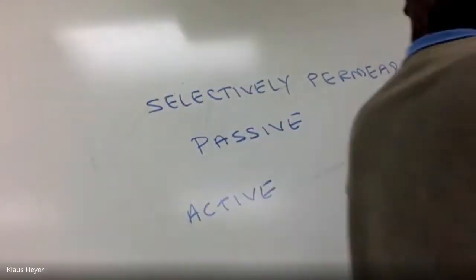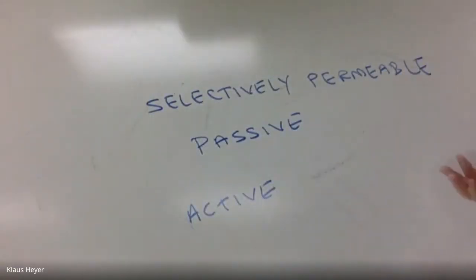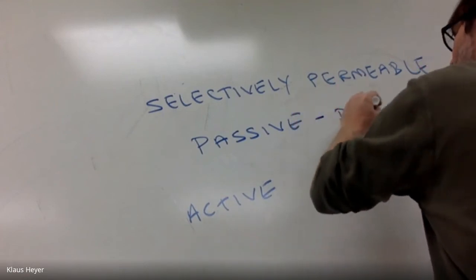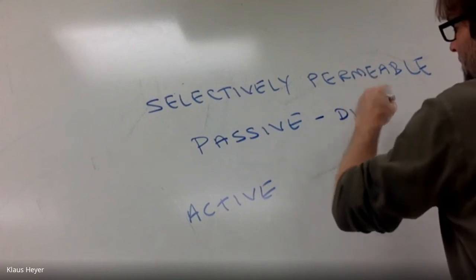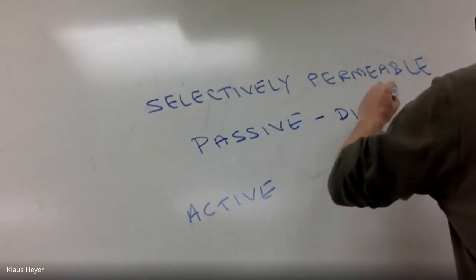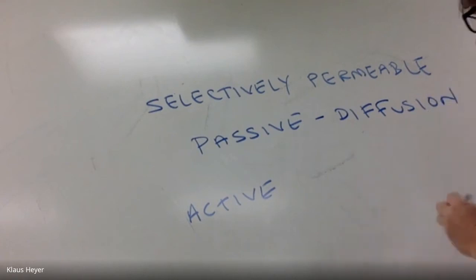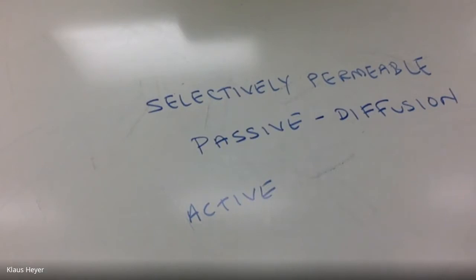And the main way of passive transport is diffusion, which I forgot how to spell. 2 F's, what do you think? Sounds right. I'm feeling better about that now. Diffusion, yes, 2 F's. Diffusion is just when things go from a higher concentration to a lower concentration.